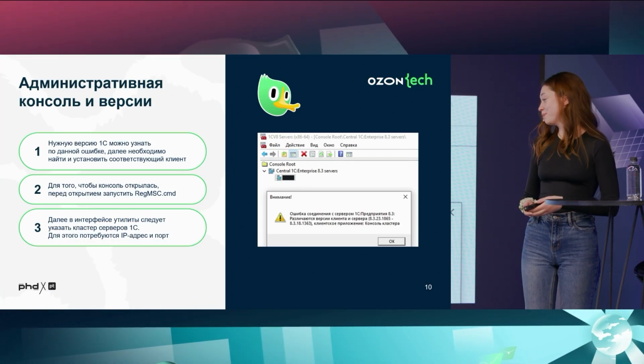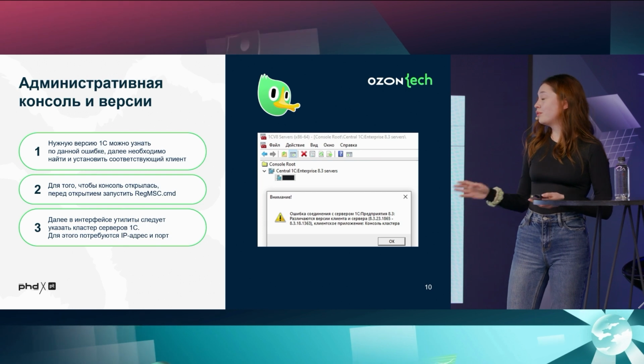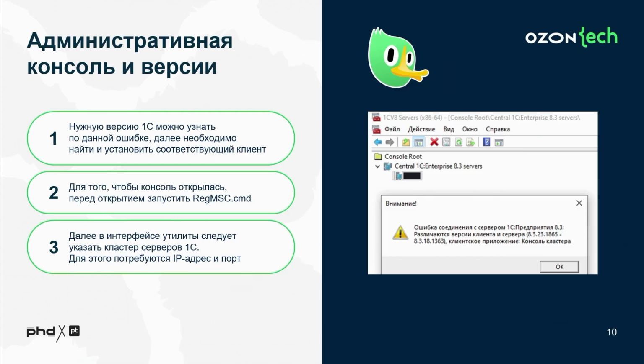Okay, this is the administrative console, and how can you connect to it? You may launch any version and connect to any host and see the error. The error will tell you that you have the wrong version. Download the right version. You can find it in open source. Then you'll have to launch a CMD file to connect this to the domain.